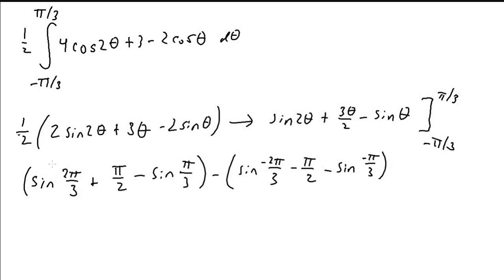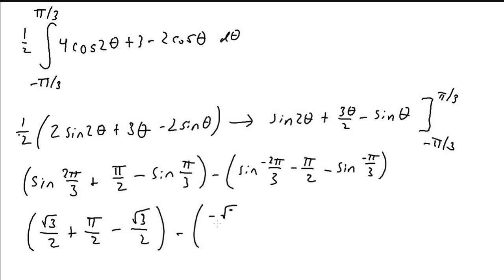So now if I were to evaluate, the sine of 2 pi over 3 is just the square root of 3 over 2, plus pi over 2, minus sine of pi over 3, and sine of pi over 3 is also square root of 3 over 2, minus sine of negative 2 pi over 3, which is negative square root of 3 over 2, minus pi over 2, minus sine of negative pi over 3, which is also negative square root of 3 over 2. But since we have minus and negative, then it's just going to be plus square root of 3 over 2.